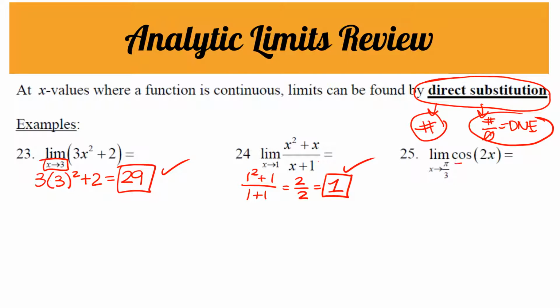Finally, we have our trig example. We're going to plug this in. That gives us cosine of 2 pi over 3. All right, when we look at our unit circle, that spits out -1/2. Another lovely number, and we're all done. So those are our intro to limits with just direct substitution. We'll get into trickier ones later.